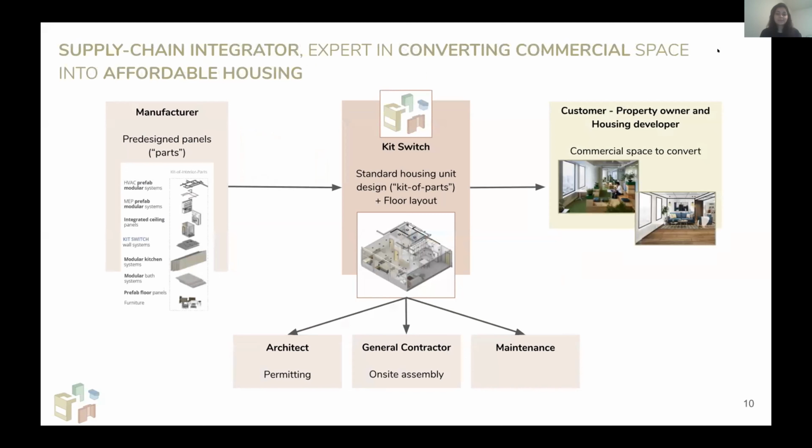We at KitSwitch are the system integrator. We sell our prefabricated and energy-efficient kit of parts to property owners and housing developers who wish to convert their space. We work with manufacturers for manufacturing and architects and GCs for permitting and on-site installation.